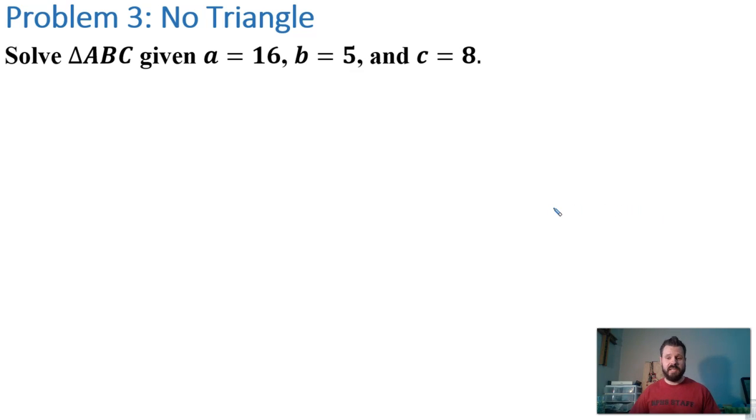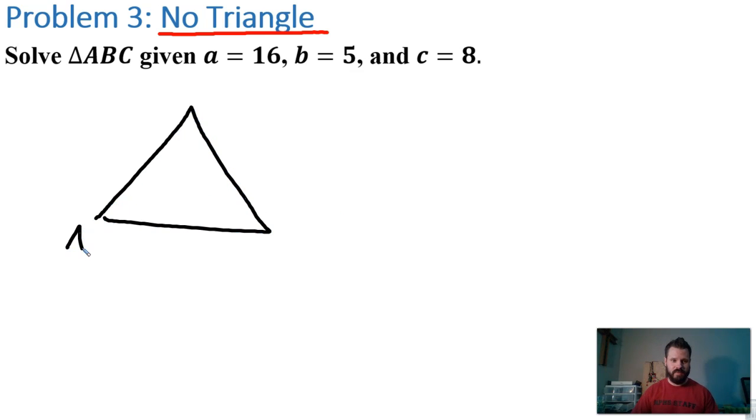All right, problem 3, let's take a look at one more problem real quick. And I say real quick just because this will be a no triangle case, just like we saw with law of sines. And the thing we're watching for here is, notice I've got my side, side, side again. So when I go to draw this triangle up, we'll show you what happens. We've got A, B, C with side lengths of 16, 5, and 8.